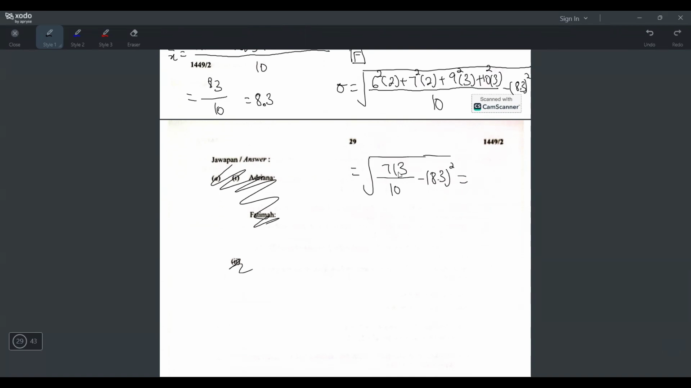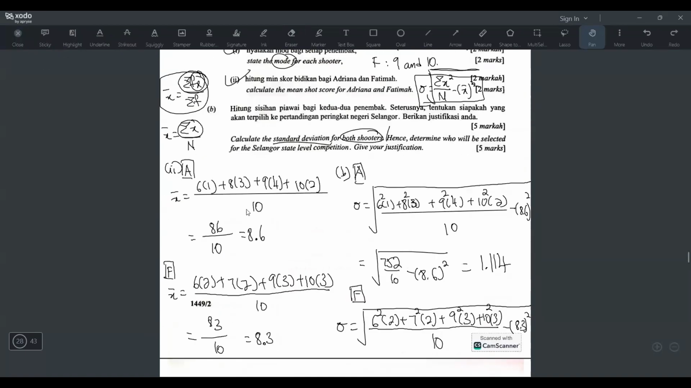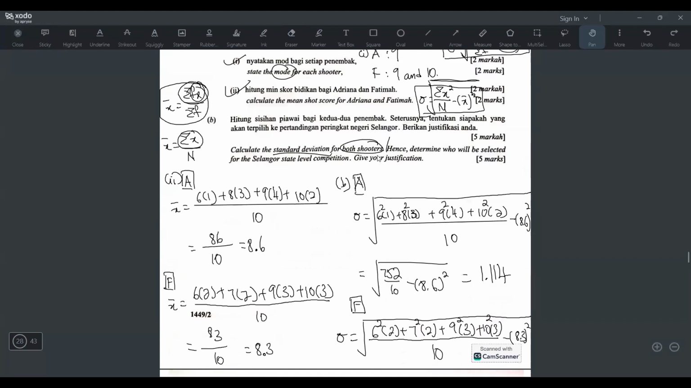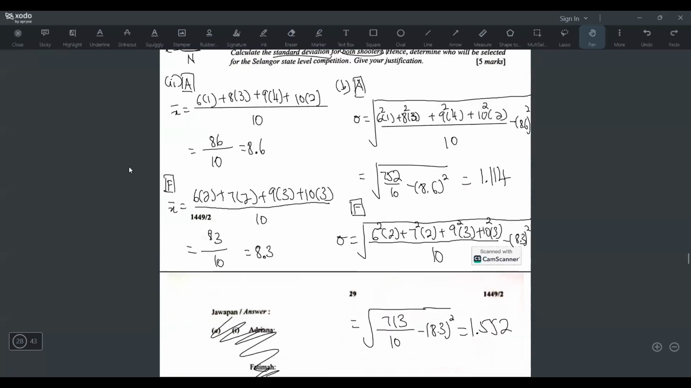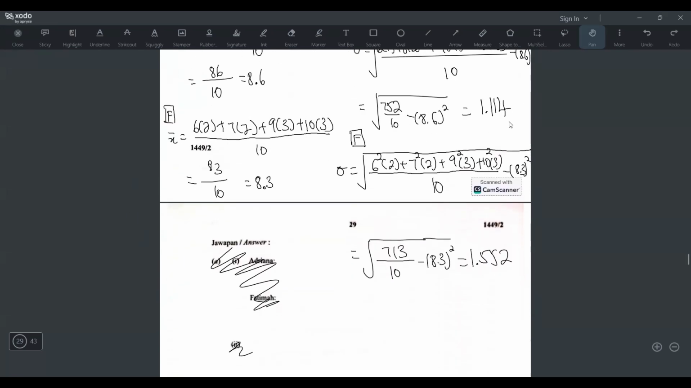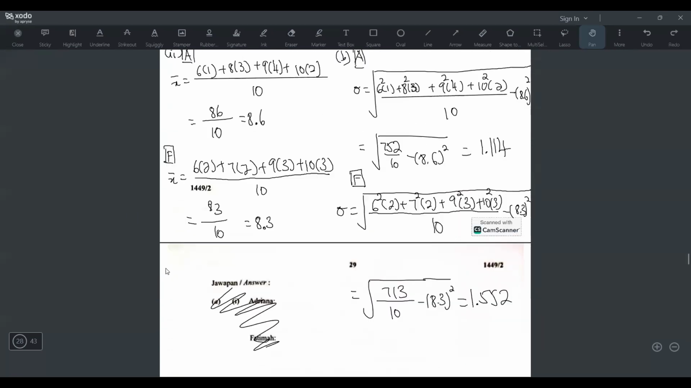So written in 4 significant figures, 1.552. Okay, now I'm done with what the question wants: calculate the standard deviation for both shooters. Hence, determine who will be selected for the Selangor state level. Give your justification. They already mentioned here they will choose the more consistent shooter, right? So which one is more consistent? Do you choose the higher standard deviation or the lower standard deviation?